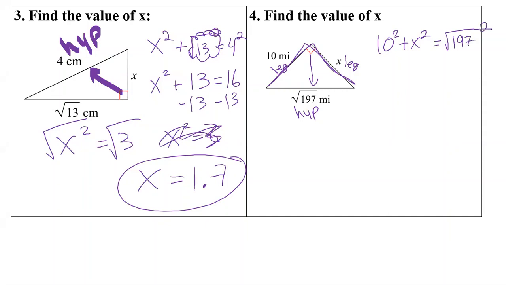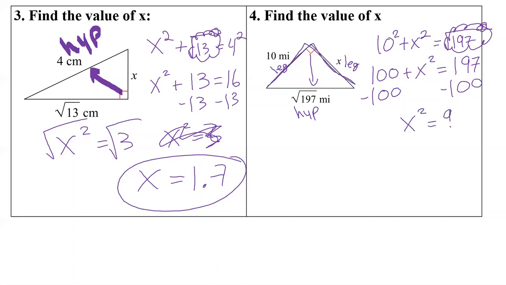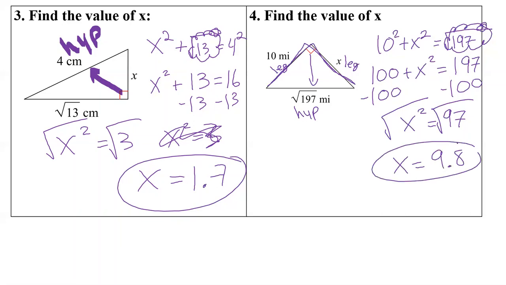So here I recommend pausing the video, getting the answer, and checking your work. 10 squared is 100 plus x squared equals 197. The square root of 197 squared is 197, right? These cancel each other out. Subtract 100 from both sides. X squared equals 97. Take the square root of both sides. X equals 9.8. And that's your final answer.